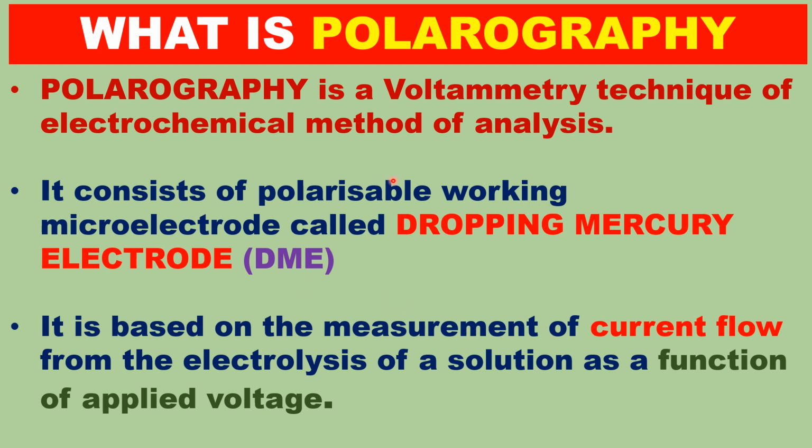In voltammetric technique, the current flowing through the electrolytic cell is always measured as a function of increasing applied potential, applied voltage. The current flow from the electrolysis of a solution is measured as a function of applied voltage.